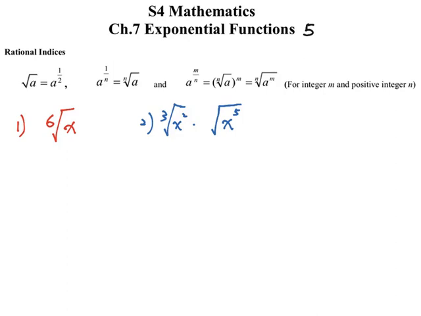Exponential Function Lesson 5. At the beginning, we'll do some revision for the rational indexes. Last lesson, we talked about when there's square root a. Actually, the index is 1/2. That means a to the power 1/2. For the second one, if there are n-th roots of a, we'll change to 1/n for the index.